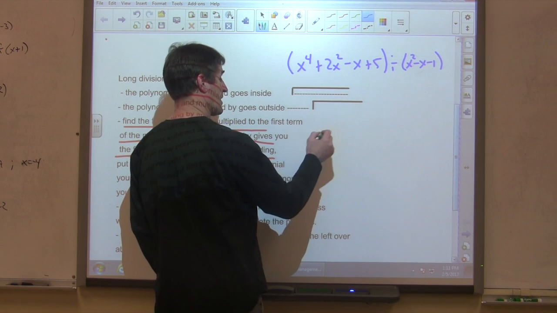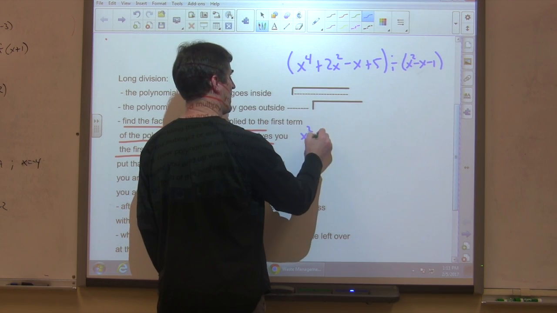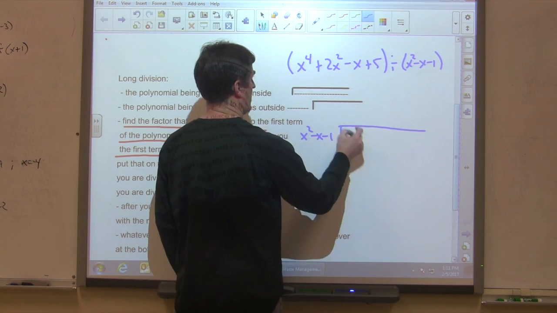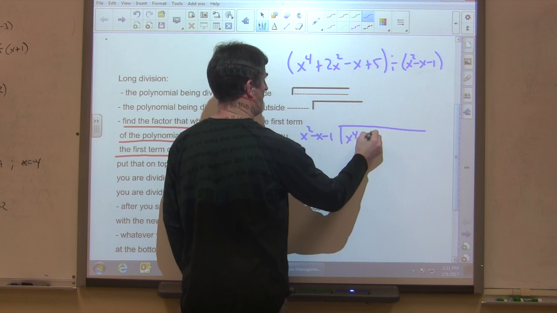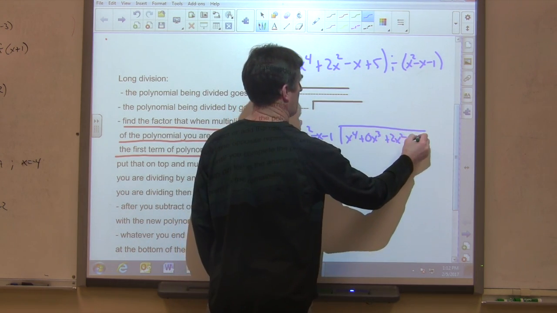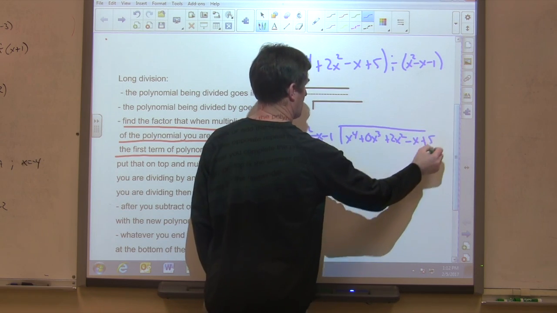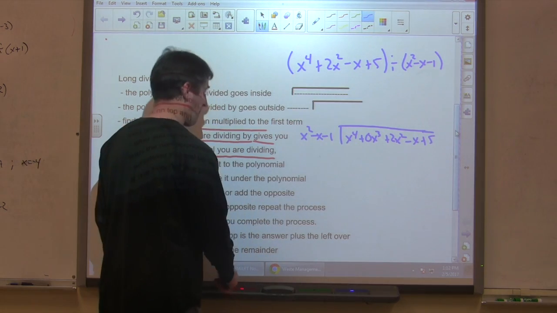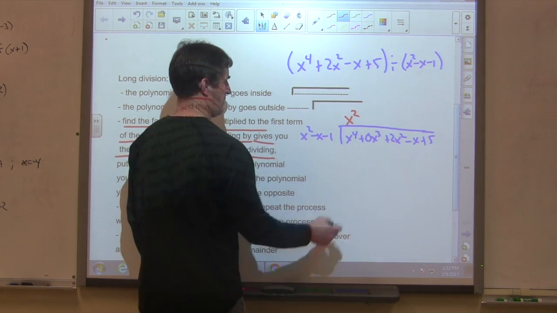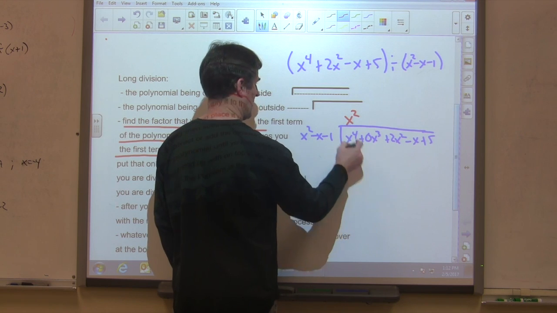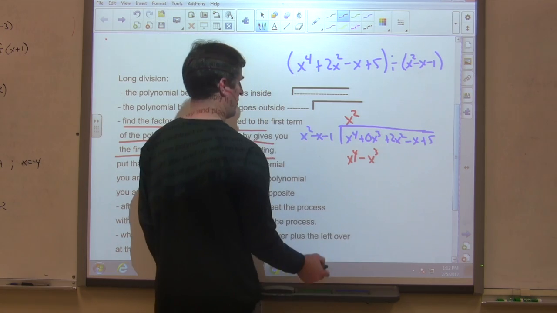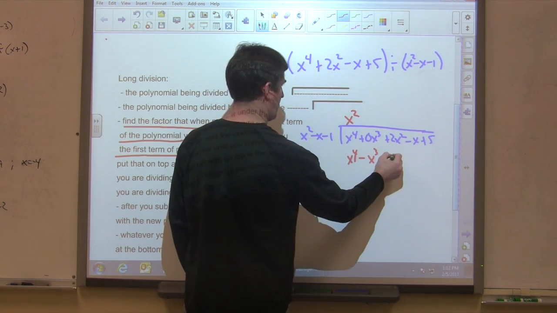So if you set this up right, you would have put the x squared minus x minus 1 out front, and then inside x to the fourth. Because there is no x cubed, I would put a 0x cubed plus 2x squared minus x plus 5. To get from x squared to x to the fourth, I need to multiply by x squared. So that gives me, again, you multiply by everything, so x to the fourth minus x to the third minus x squared.